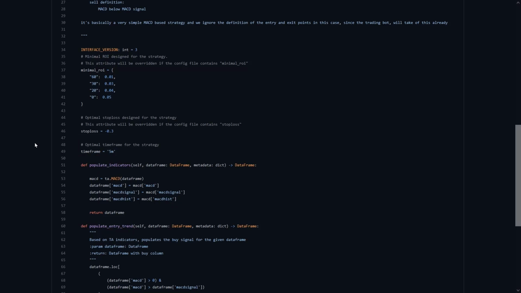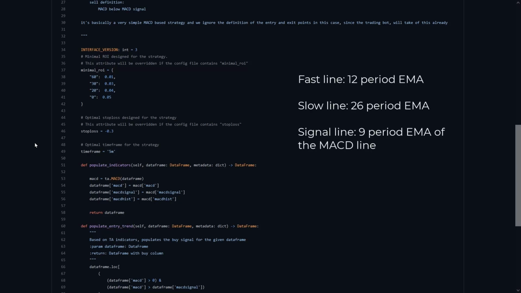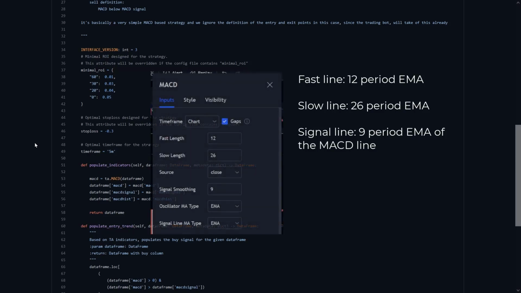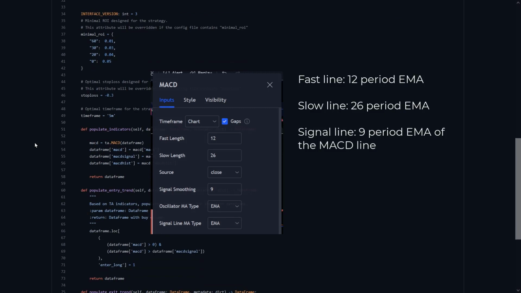In the indicator section, you can see that only the MACD indicator from the TA-lib module is loaded. There are no additional parameters here, so the default MACD settings will be used in this strategy. And these default settings for MACD are the fast line, which consists of the 12-period EMA, the slow line, which has the 26-period EMA, and a signal line, which consists of the 9-period EMA of the MACD line. And as you might already know, the MACD line itself is the fast line minus the slow line.